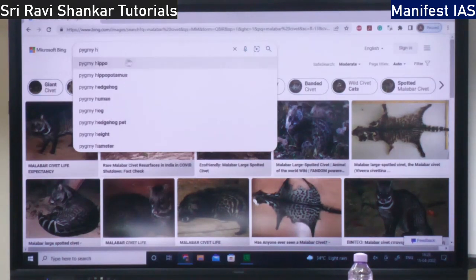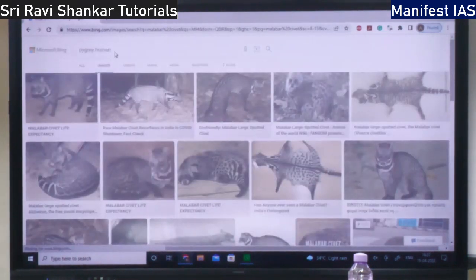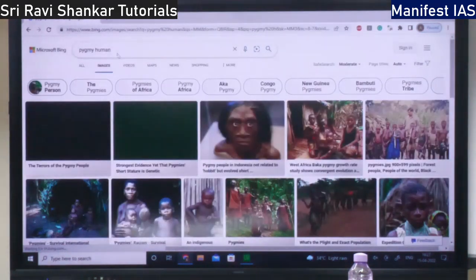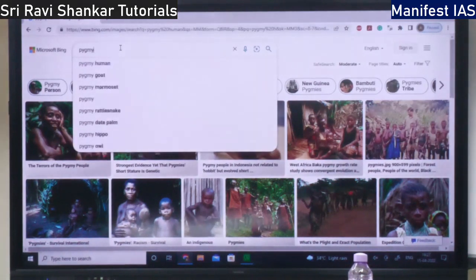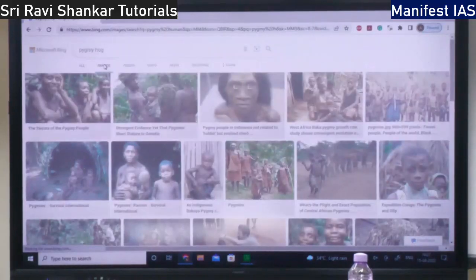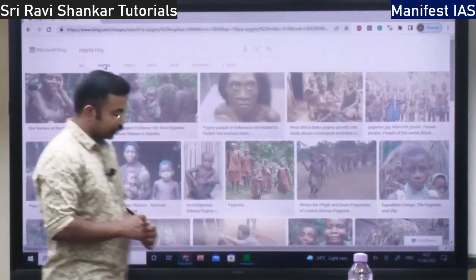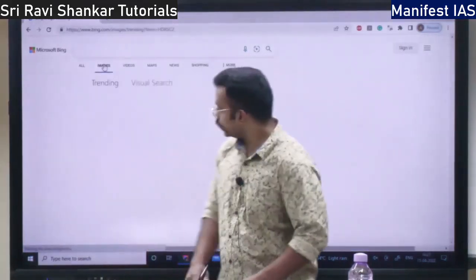Pygmy hawk. Not pygmy human. Those are the pygmies in South Africa; they are not critically endangered. It is the pygmy hawk which is critically endangered, right? So pygmy hawk, North Bengal region, in the grassland.